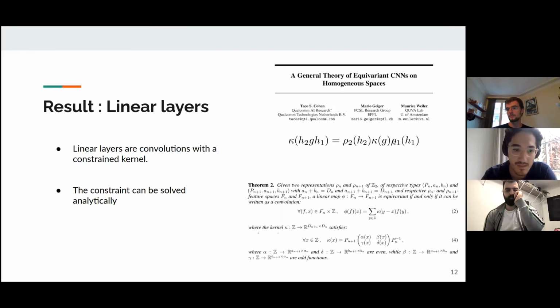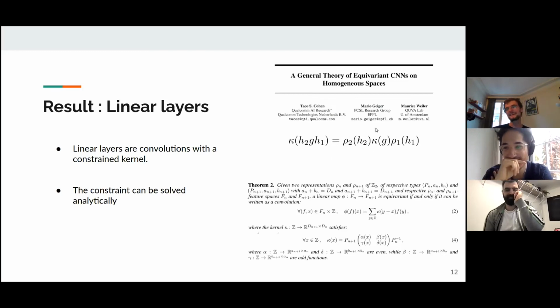Okay. By the way, I want to acknowledge the coolest first name I've ever seen in my life. The first author of this paper, Mr. Taco.